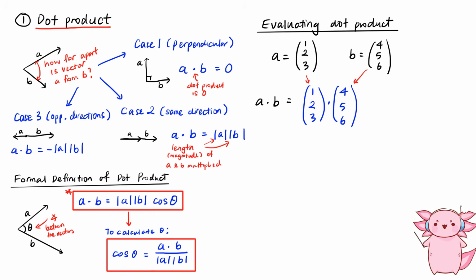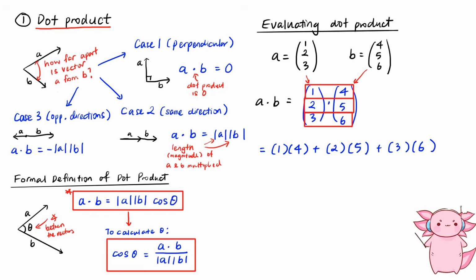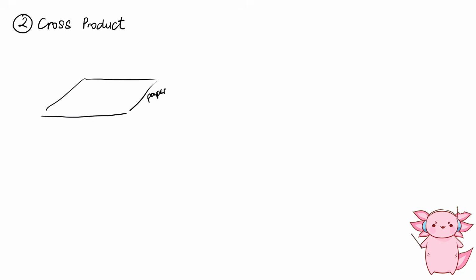Let's say I want to find the dot product of these 2 vectors. It's pretty simple, where we just take each pair over here and multiply them, and adding all of them up gives us 32. Imagine we have a paper, and vectors A and B lie on this paper.